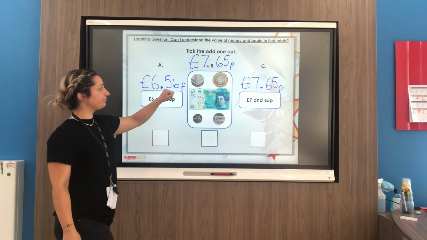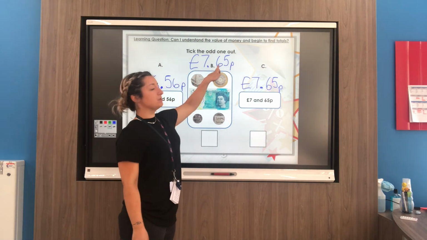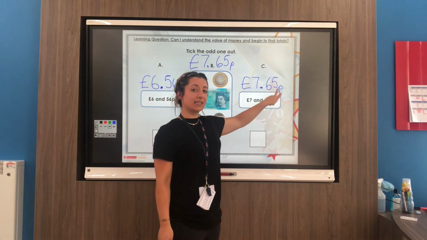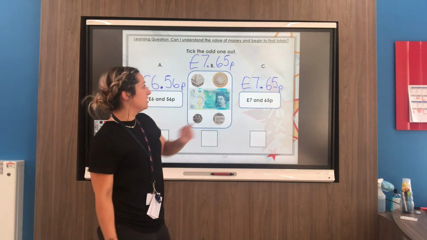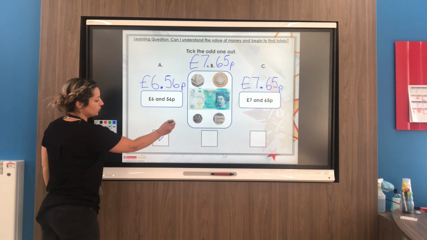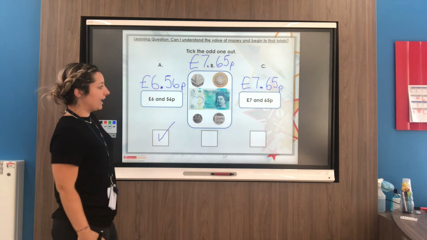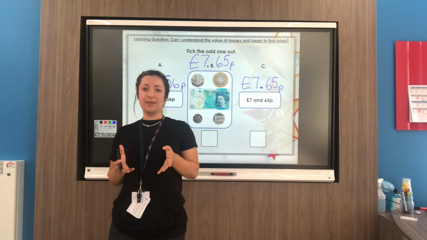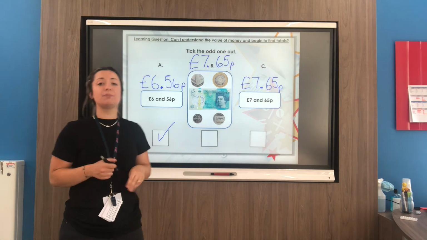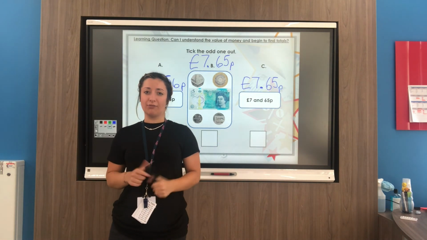£6.56. £7.65. £7.65. So actually, B and C are the same, so the odd one out should be A. Okay, those are some of the examples that you're going to have in your packs. Remember to look through and remember to put your decimal point where it needs to go. Good luck.